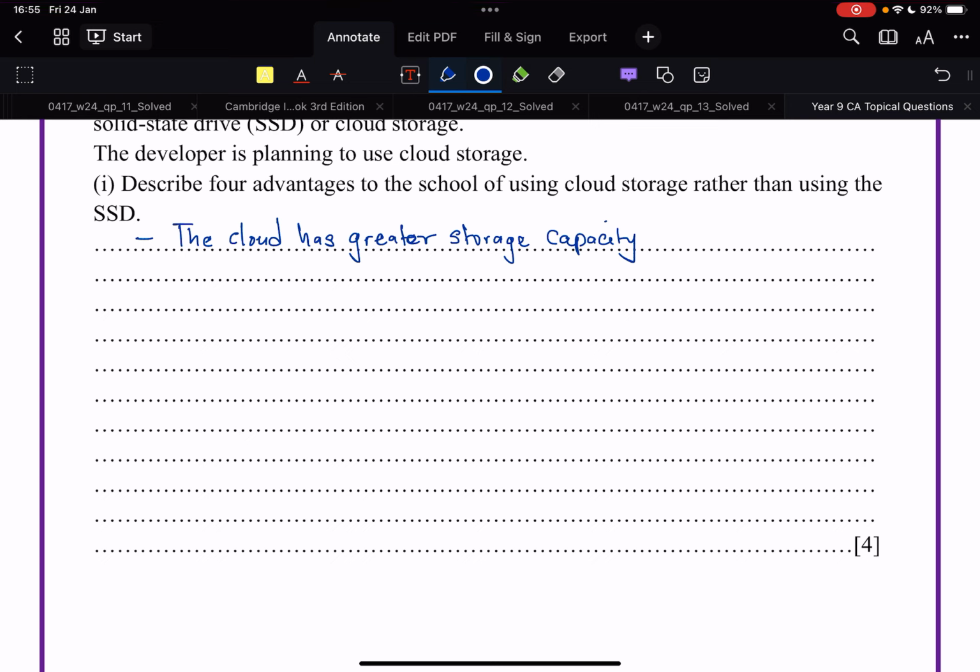The next one we look at is the fact that the data could be sent directly to or from the cloud.